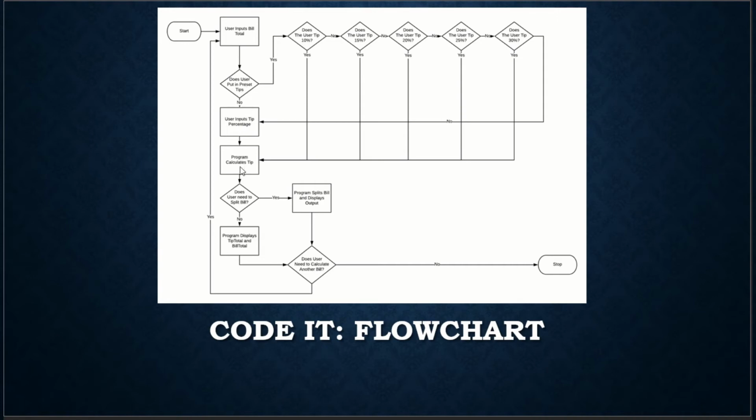The program will next calculate the tip. The program will then display the tip and ask if the user needs to split the bill. If they do, the program will split the bill and display the output. If they do not, the program will display the tip total and bill total. It will then ask the user, do they need to calculate another bill? If they do, it reroutes itself back to the beginning of the program. If not, it ends the program.